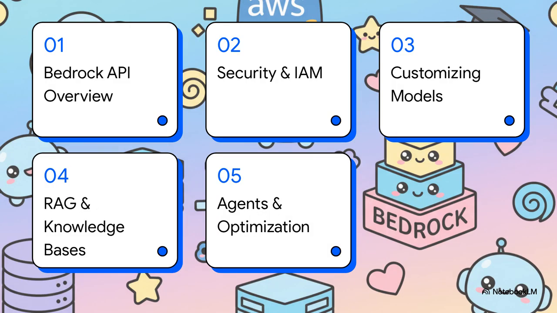Okay, let's dive into the agenda. We are tackling 5 core modules today. First up, we've got the Amazon Bedrock API overview. Then we move to security and IAM permissions. Third is fine-tuning custom AI models. After that, we'll hit RAG and knowledge bases. And finally, we wrap up with AI agents and optimization. We're building this from the ground up, so let's get started.